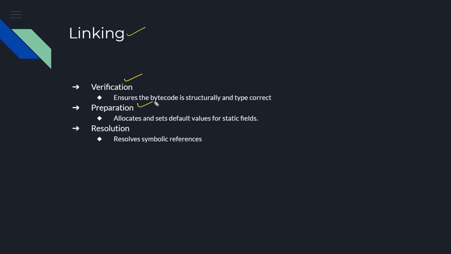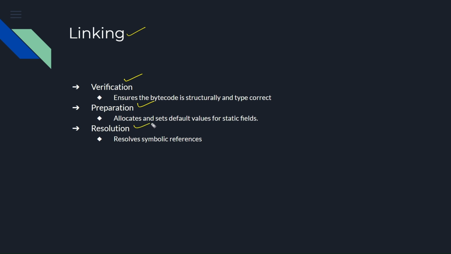Then comes the preparation phase. So what happens in this phase, let's say the bytecode has been verified. Then in the next phase, which is preparation, the JVM allocates the default values for static fields. So in case that class has some static fields, in the preparation phase, the memory will be allocated for those static fields and the default values will be set. So if you have a static int variable, then 0 will be assigned to that int variable. But in the preparation phase, no user code is executed. It is just allocating the memory for static fields and setting the default values for those static fields.